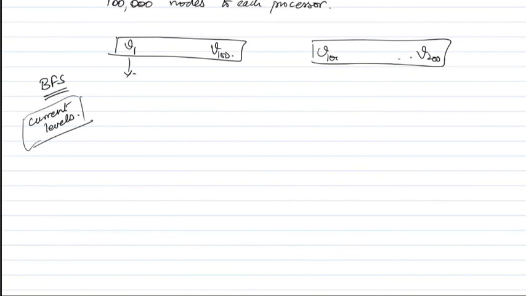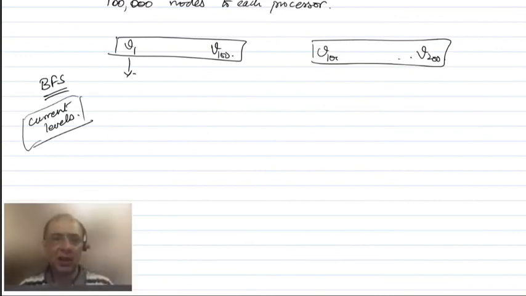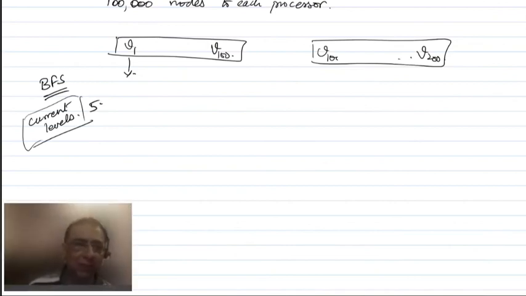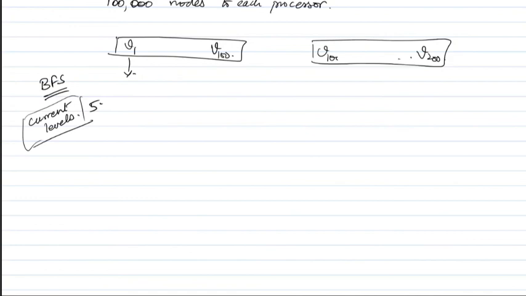When you're doing breadth first search, you pick up a vertex at the current level and you want to mark all its neighbors to be at the next level. So if the current level is, let's say, level 5, you want to mark all the neighbors of V1 to be at level 6 if they have not already been reached in the BFS tree. But what does this mean? The neighbors of V1 may not be on the same node. The neighbors of V1 may be on another node. So that then involves communication.